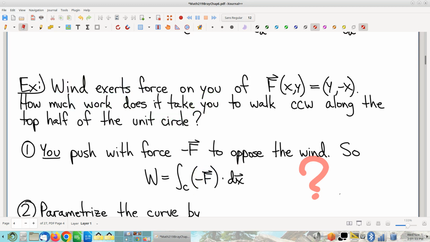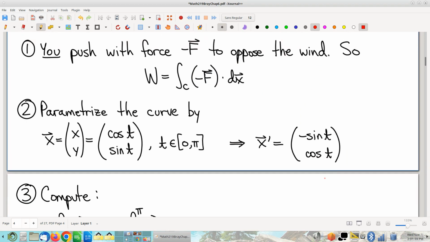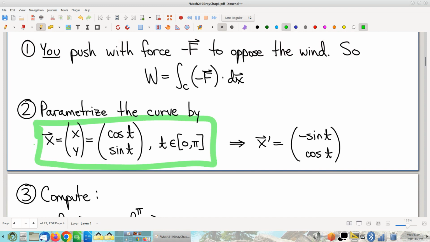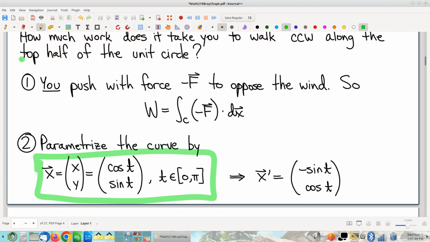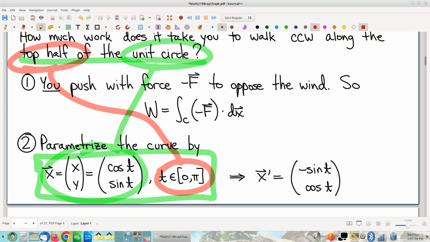Okay, and that said, again, work as a vector line integral. How do we compute vector line integrals? Well, step two, we parameterize. Here's our parameterization of, as a reminder, the top half of the unit circle. The unit circle aspect of it is that formula. Top half is why we only go from 0 to pi.